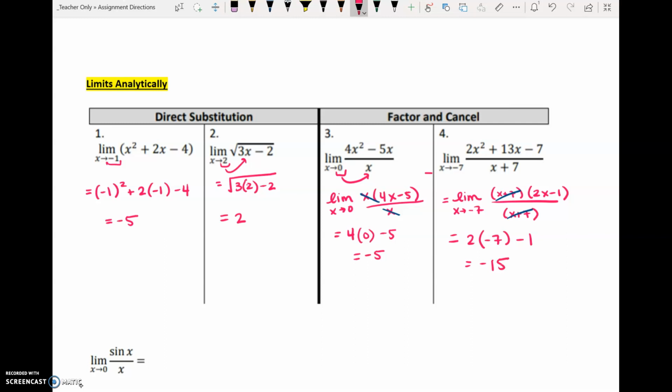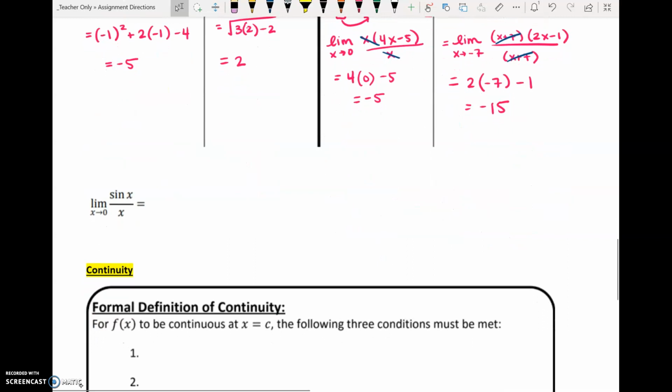Okay, just another couple quick notes. We just have these little trig rules. The limit as x approaches 0 of sine x over x. As a reminder, that is equal to 1. And also the limit as x approaches infinity of sine x over x is equal to 0. It's just a couple trig rules for you to remember.